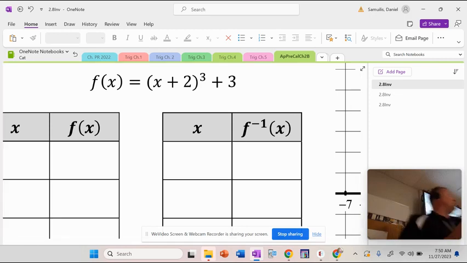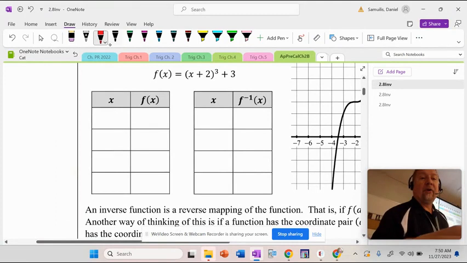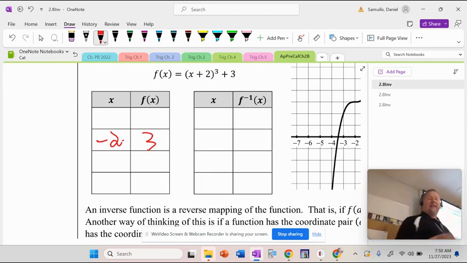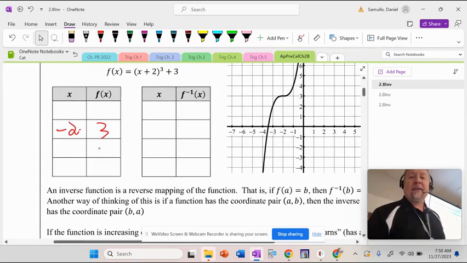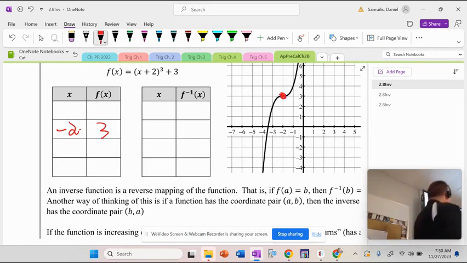-2. What's -2 plus 2? 0. What's 0 plus 3? 3. Input, output. That's what that means. That's how you graph by hand. Then you go over to the graph and go to -2 comma 3 and you make the dot. All right, now what do you do after that?